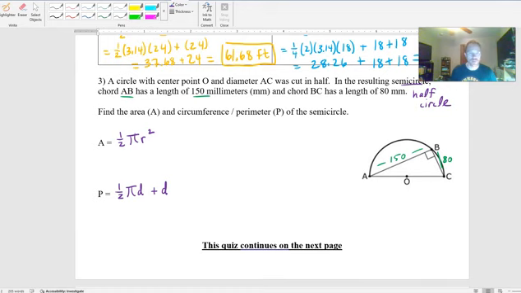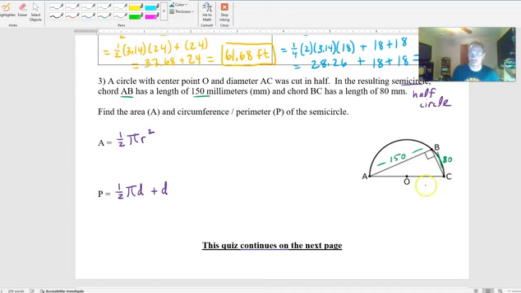It says a circle with center point O and diameter AC was cut in half, and the resulting semicircle, chord AB has a length of 150 millimeters, and chord BC has a length of 80 millimeters. Find the area and circumference / perimeter of the semicircle. All right, so again, semicircle is a half circle, so I made a note of that.